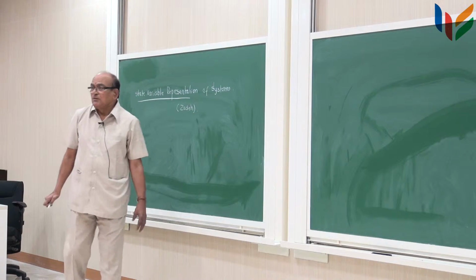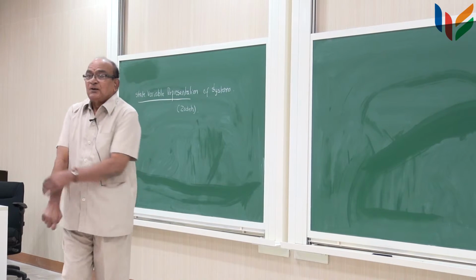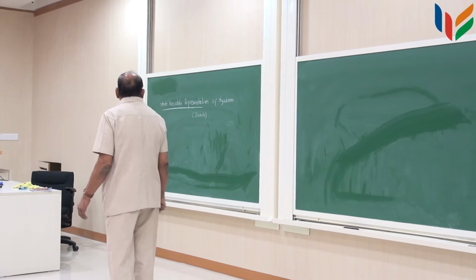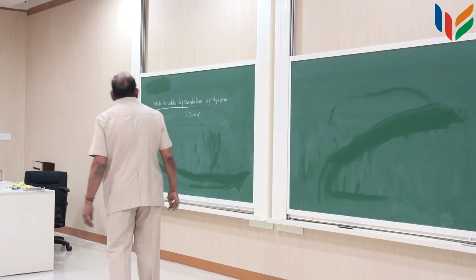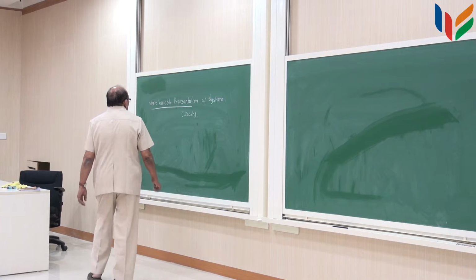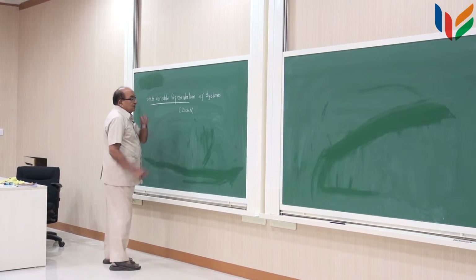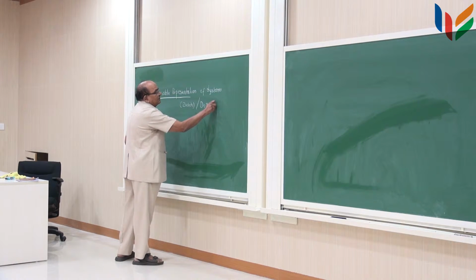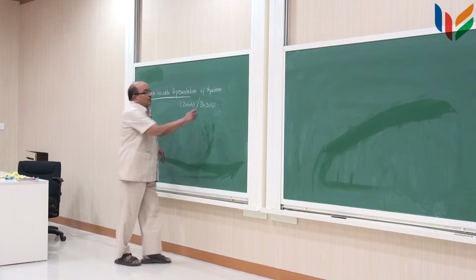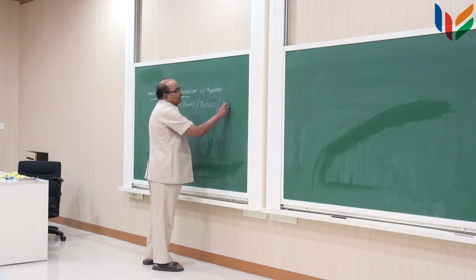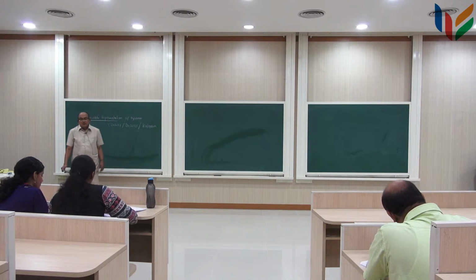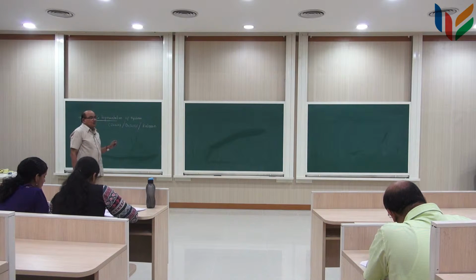Zadeh was the one who initiated this way of looking at systems through the state variable representation, although historically it is much earlier than that, but he was the first one, Zadeh and Desoer. And later on followed by Kalman. So, what is the state variable representation?